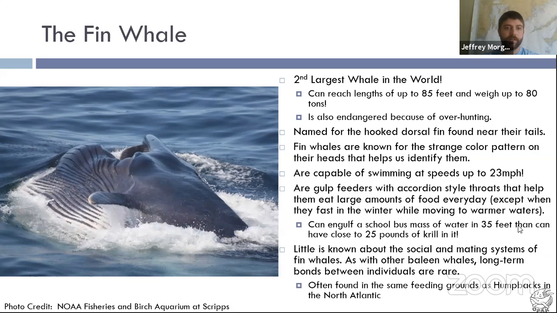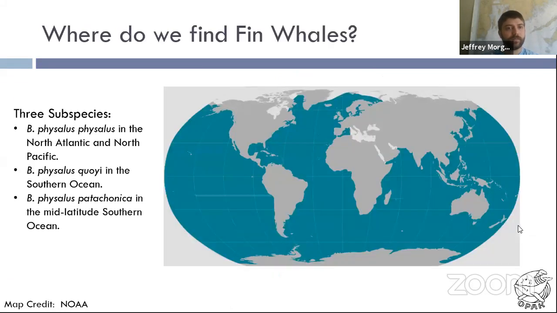And we do find fin whales in the same area that we do find other whales here in the North Atlantic, like our humpbacks and right whales. And we do find fin whales in most parts of our ocean, except in the Arctic, which you can see here by the blues. And there are three subspecies that we find by geography. The species that are in the North Atlantic and North Pacific are usually considered subspecies within themselves because they don't breed together.